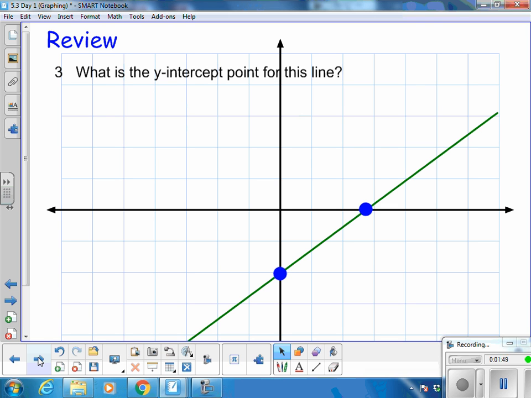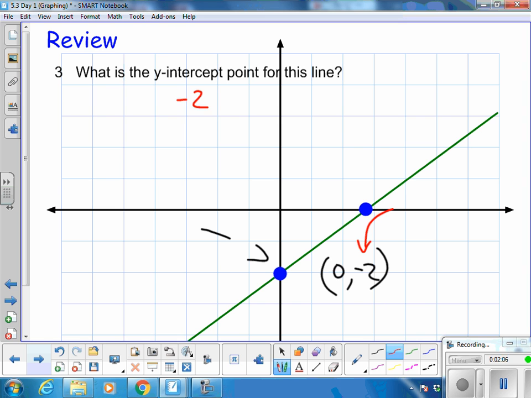What is the y-intercept point for this line? Y-intercept is where that point intercepts the y-axis. So the point right here, if we look at the point itself, it's at (0, -2), and this point right here is our y-intercept. So our y-intercept is -2.